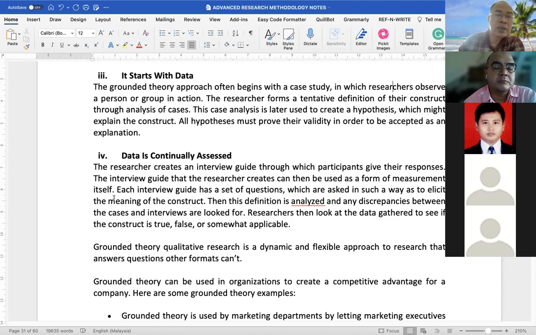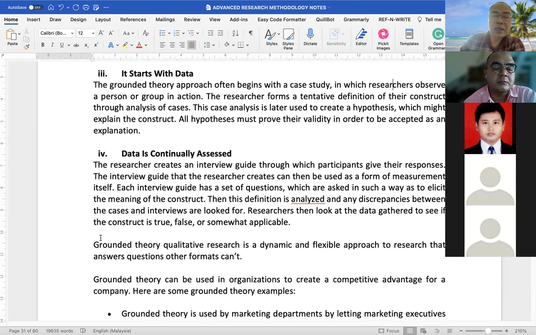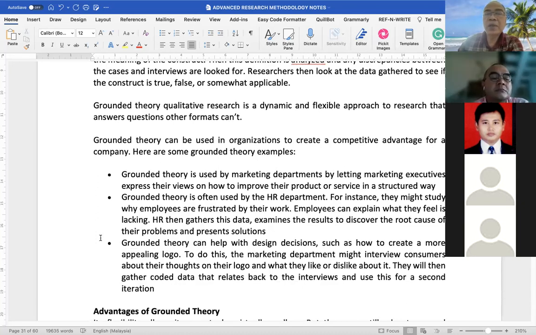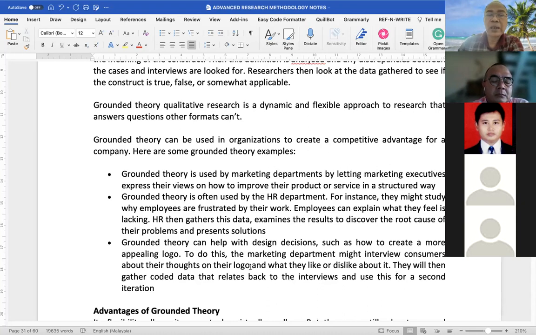Alright. So that is a basic features. So in short, the grounded theory qualitative research is a dynamic and flexible approach to research that answers questions that other formats cannot do. Research grounded theory can be used in organizations to create a competitive advantage for a company. All right.